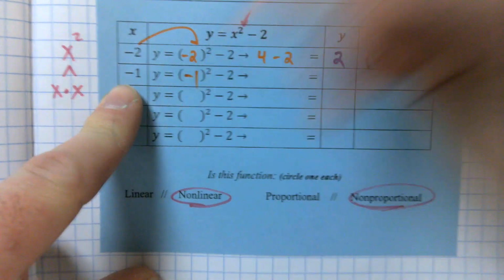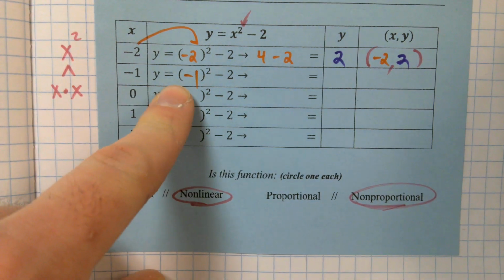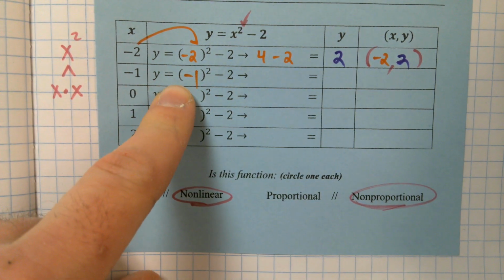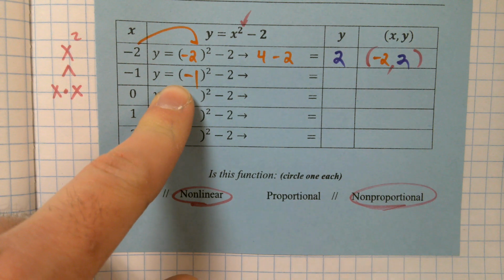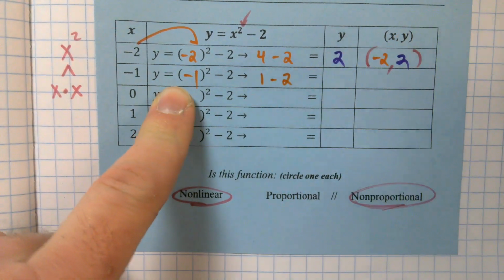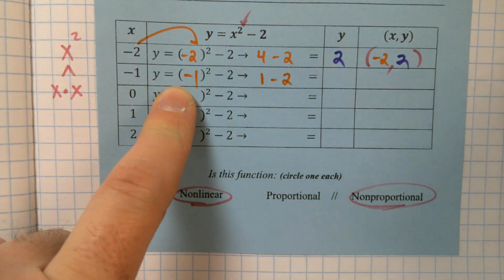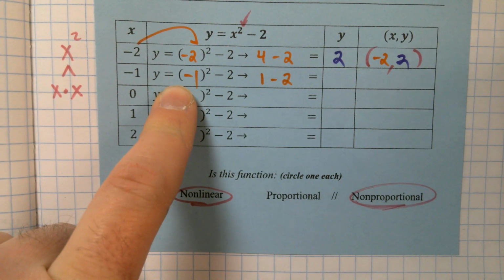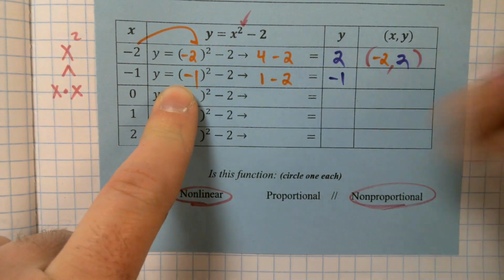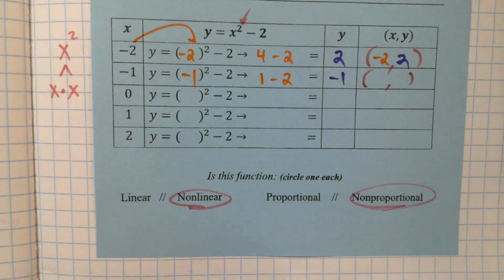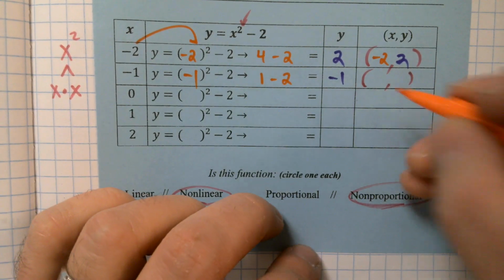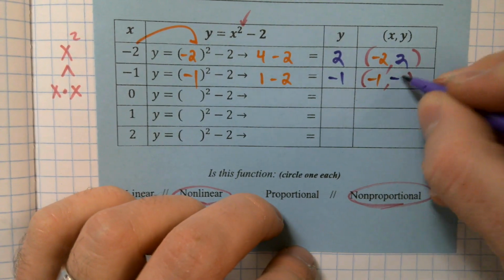If I plug in negative 1, what is negative 1 times negative 1? Positive 1. So I have positive 1 minus 2. What is positive 1 minus 2? Negative 1. What's my second solution then? Negative 1 comma negative 1.